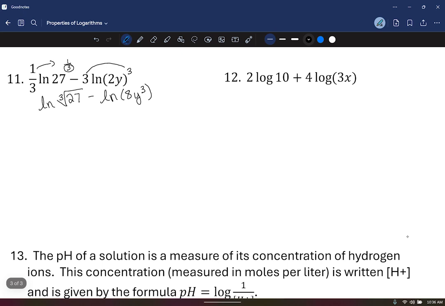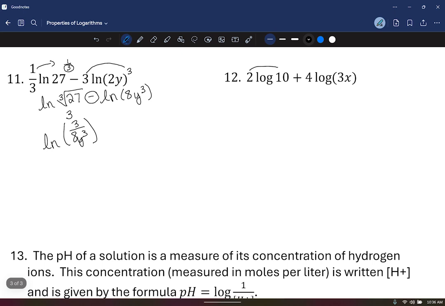So the cubed root of 27 is 3. So I have natural log of 3 minus natural log of 8y to the 3rd. So since I'm subtracting, I will divide their parts. So natural log of 3 on top and 8y to the 3rd on bottom. When you're expanding these, instead of putting them back together, make sure you write your roots as a fractional exponent before you start moving things around. So if you're given the cubed root of 27, you would write 27 to the 1/3.